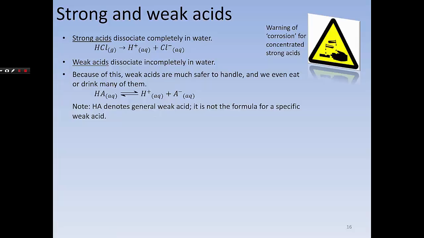So if we introduce a similar amount of a strong acid and a weak acid into water, for example, 1 molar per liter, we will see that the weak acid solution will have much lower hydrogen ion concentration and much higher pH level. As the weak acid solution has lower hydrogen ion concentration, it is much safer to handle, and we even eat or drink many of them, such as vinegar.